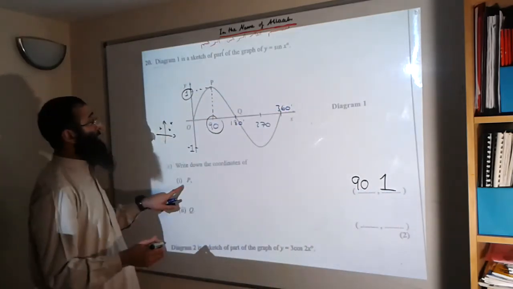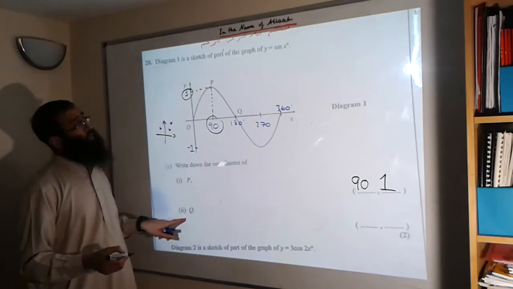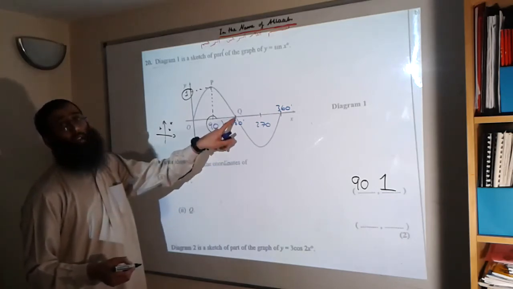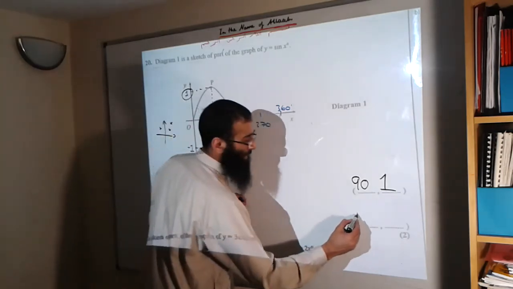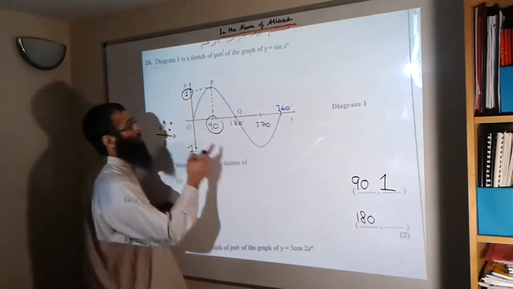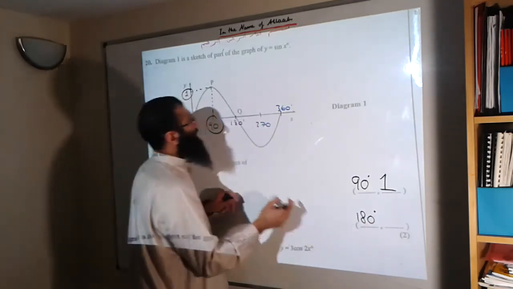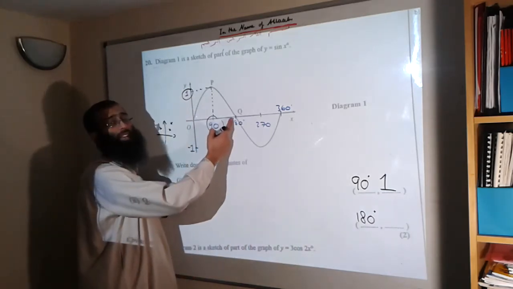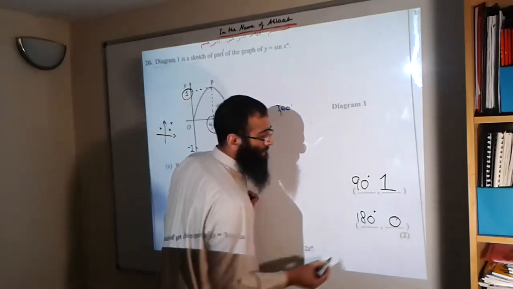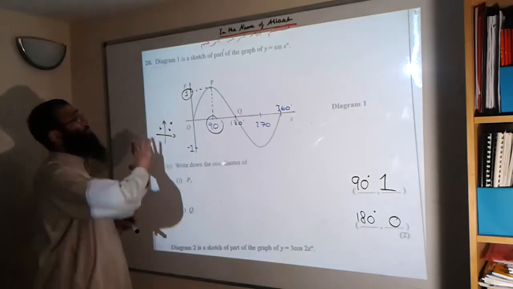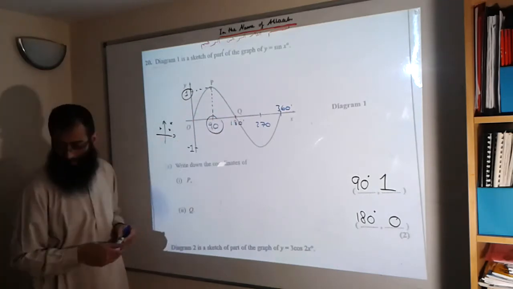Write down the coordinates of P. Write down the coordinates of Q. Well, Q is right there at the 180 degrees mark. So that's your x value. So you've got to travel 180 degrees across. Okay, and the height there, it hasn't moved off the x-axis, so it'll be just 0. And that's worth 2 marks, to be able to reproduce this in the examination.